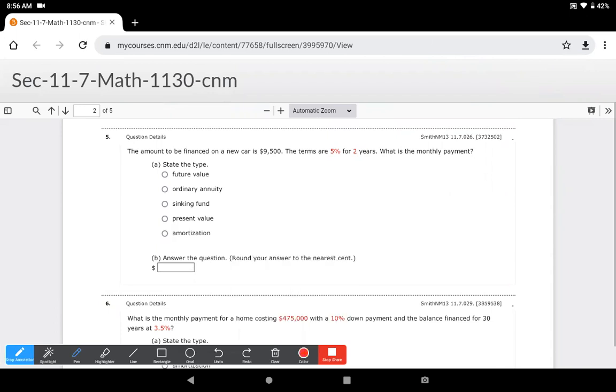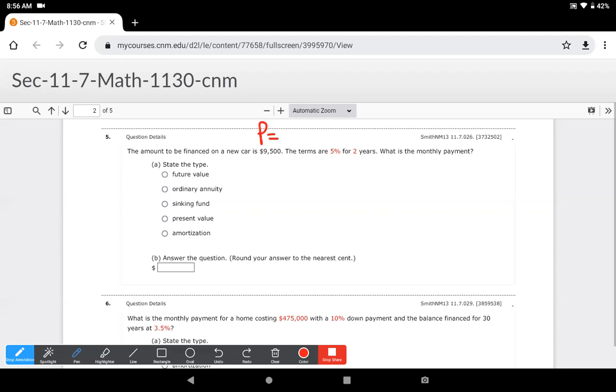The amount to be financed on a new car is 9,500. So again, that's some future amount, right? That's like the, oh no, wait, sorry, I already messed myself up. That's the amount we want to finance. That's the purchase price, right? That's a P. P equals 9,500 because that's the amount we want to finance.